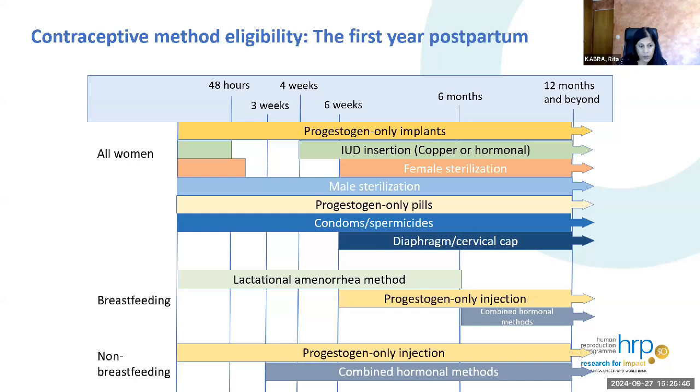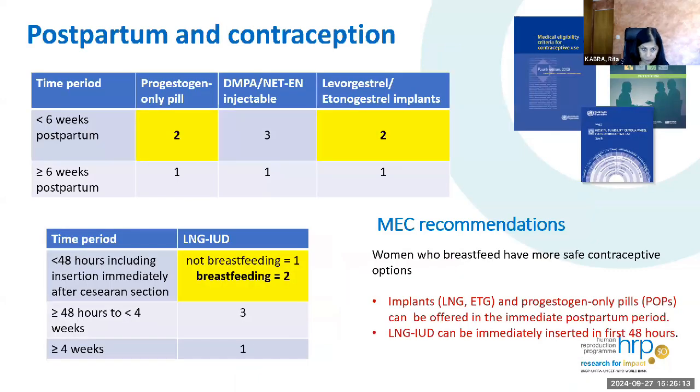And then we have also categorized them as the women who are non-breastfeeding. And there's a little difference here. The women who are non-breastfeeding can have progesterone-only injections right after the delivery. And for combined hormonal methods, it is said that they can start as early as 3 weeks or 21 days. So you can see slight differences in the timing of starting the contraception following a delivery.